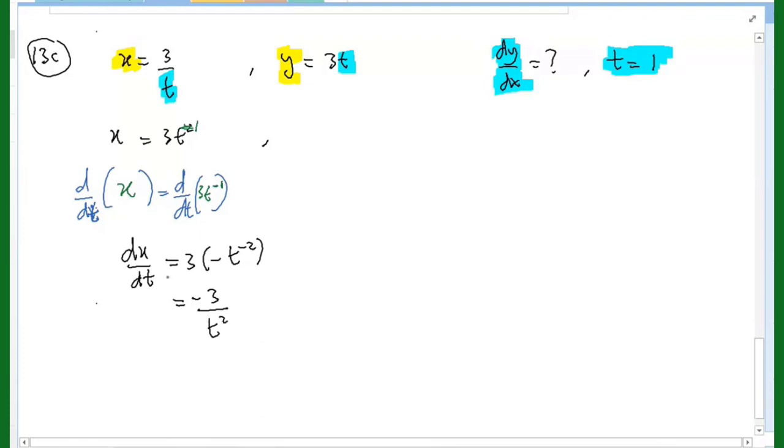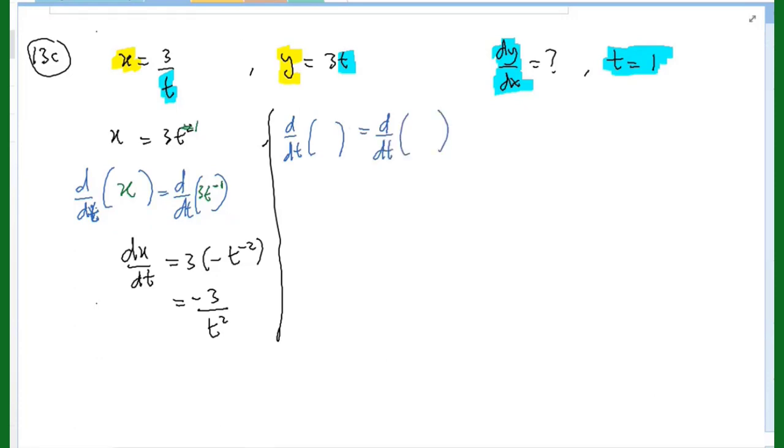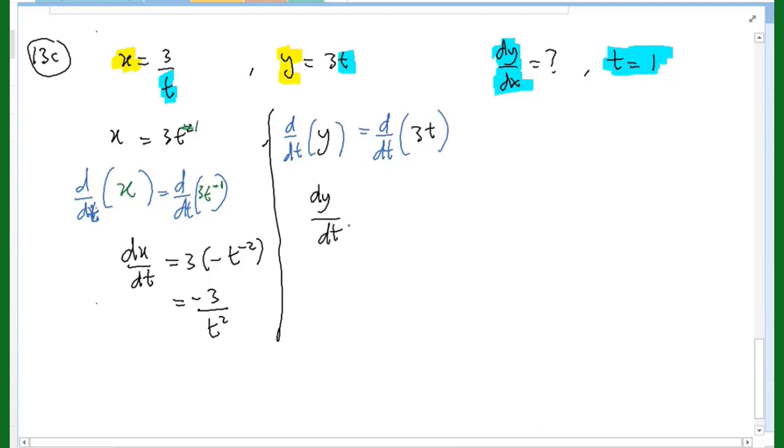Settle for dx dt. Okay, repeat for y. Differentiate y with respect to t. There is no x, so y is 3t. So dy over dt, and 3t is the same as differentiating 3x with respect to x, which gives 3. So we get 3. Settle dx dt and dy dt.